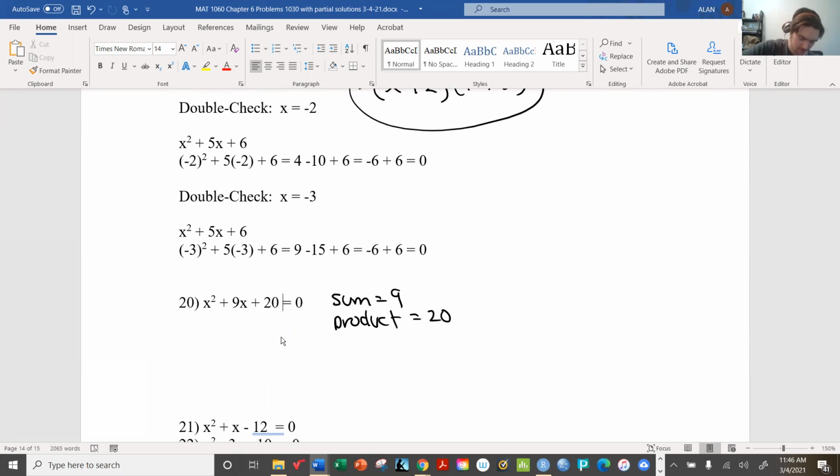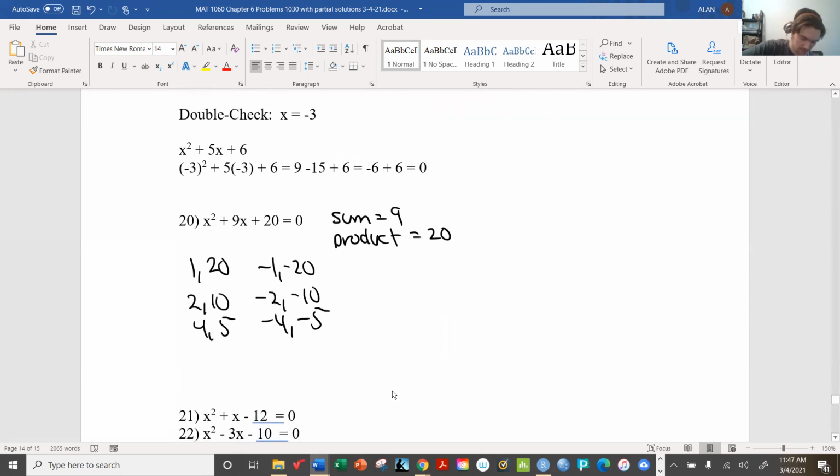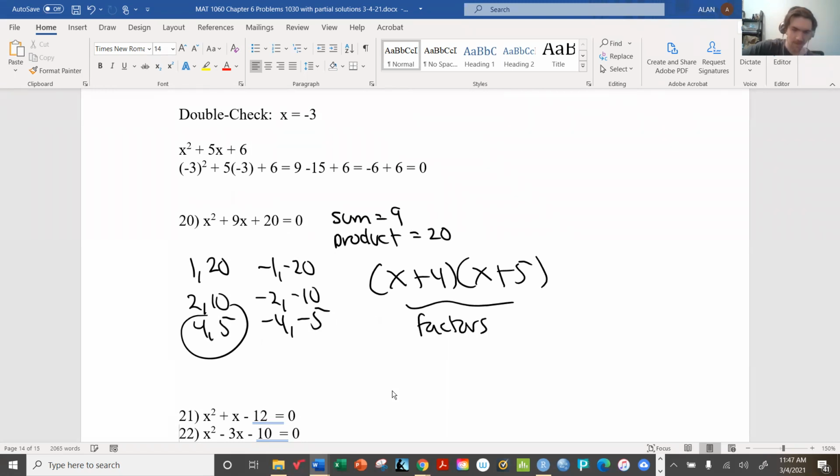So let's try looking for the products of 20. You could try 1 and 20, -1 and -20, 2 and 10, -2 and -10, 4 and 5, -4, -5. Now, one of these has to have a sum of 9. Oh yeah, here it is. So therefore, it must be the case that these are the factors of the equation.